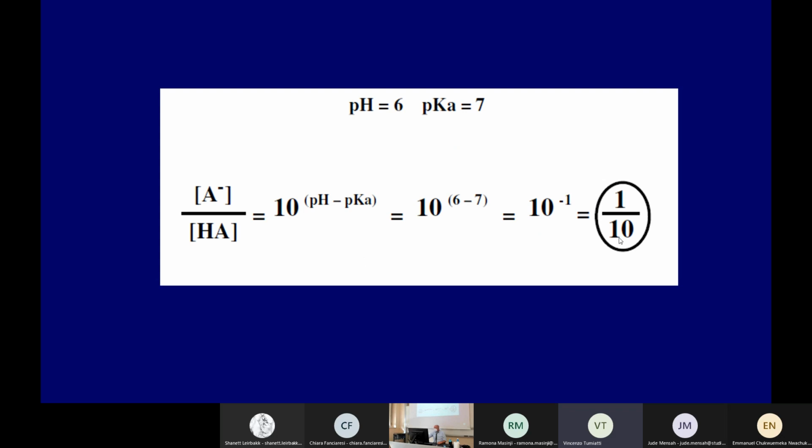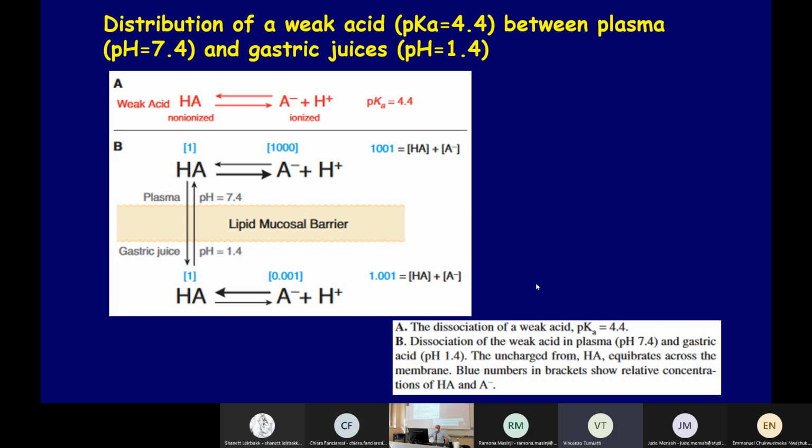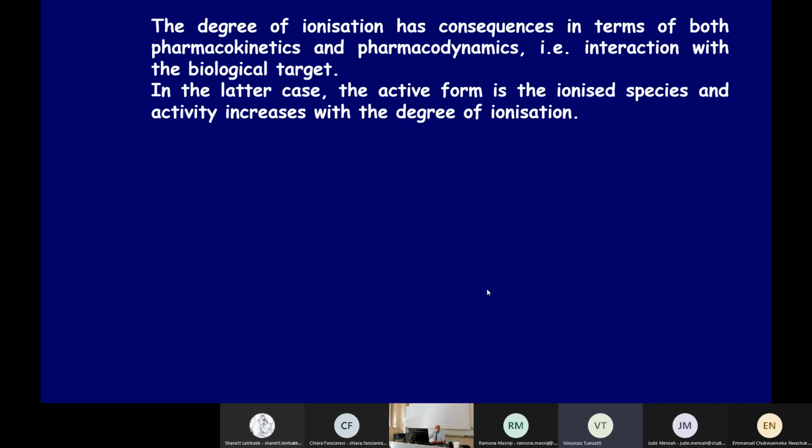pH 6, pKa 7, you have another situation. Okay, these are examples. pH 8, you have the contrary. Here you can see what happens. You have plasma, gastric juice, pH 1.4, plasma pH 7.4. The situation is completely different, you can see.